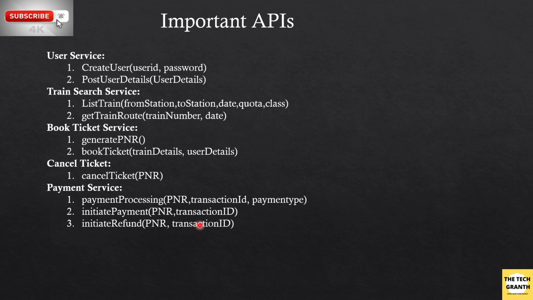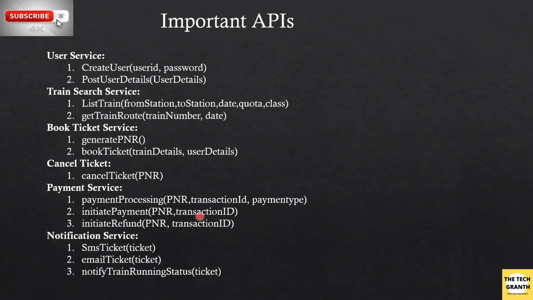Transaction ID is the unique ID which we will use, which will be generated similar to how we generate PNR for the complete transaction. So if you remember the payment table, there we had a column for this transaction ID as well. So these are the important APIs for payment.